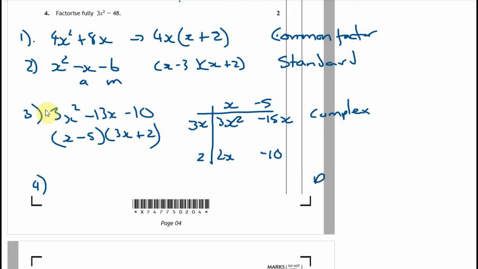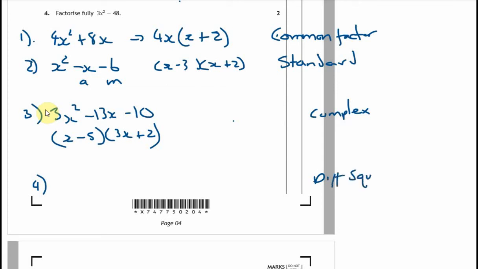I see this point. I'm just to save me space. Sorry, I'm just going to rub this out. Okay. Difference of squares.